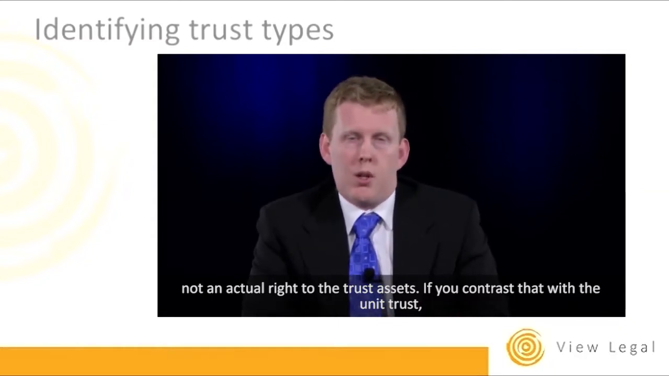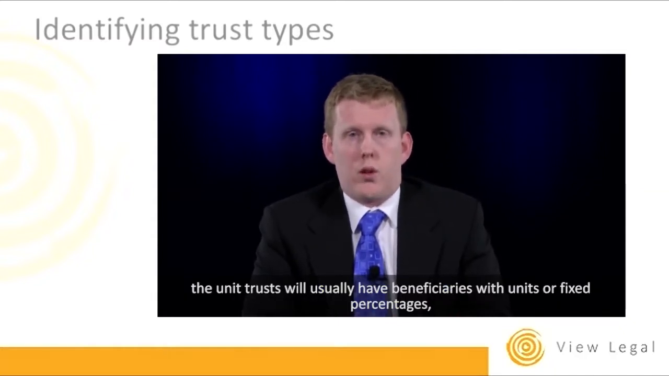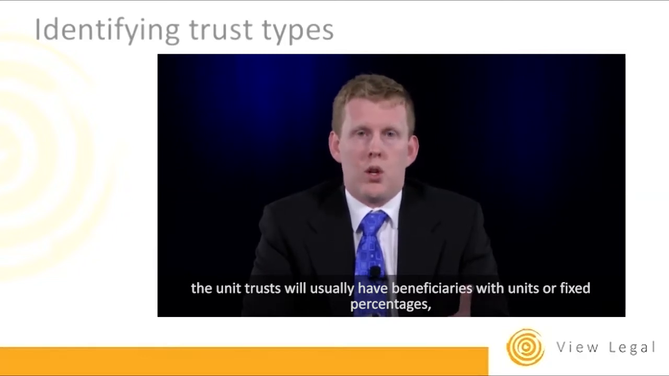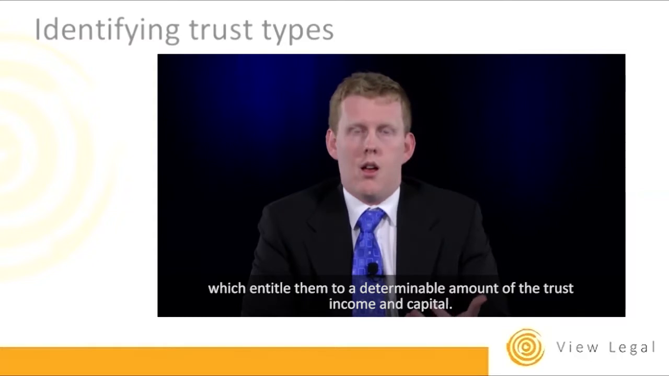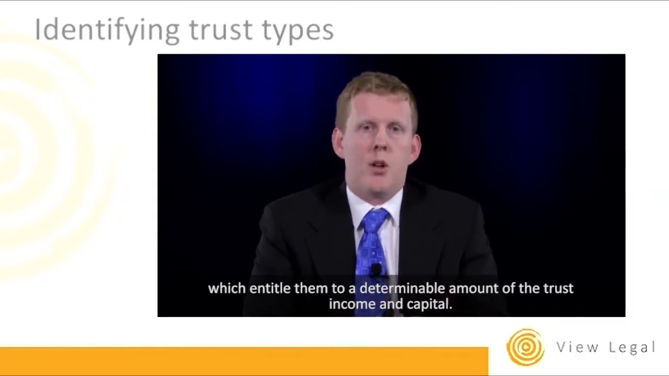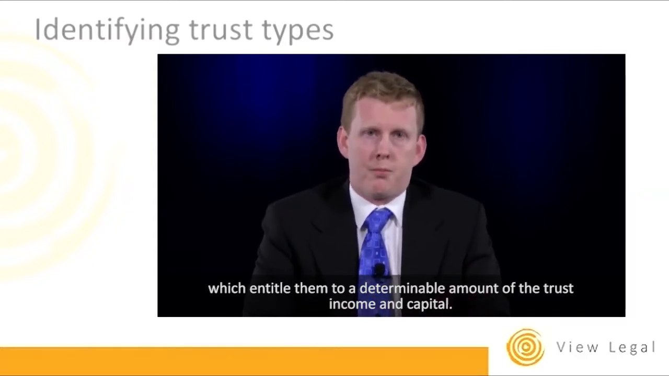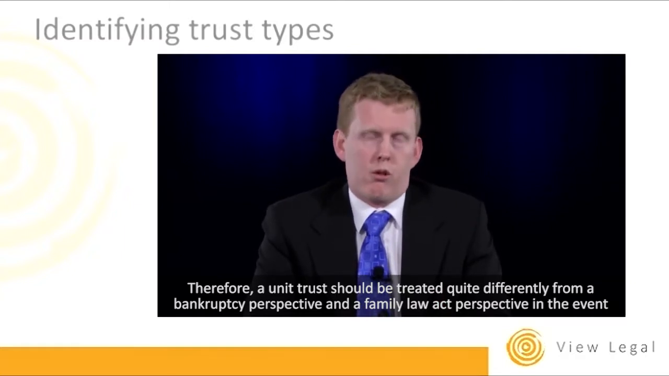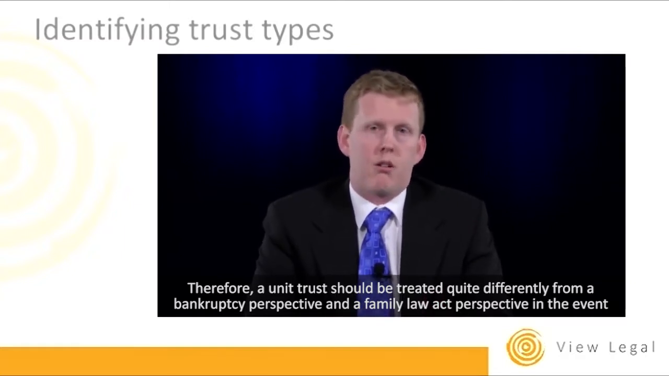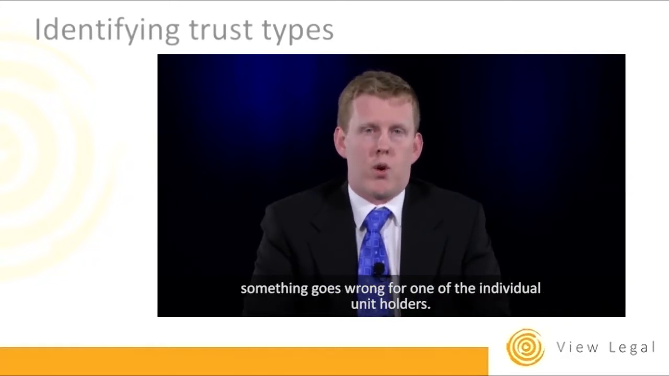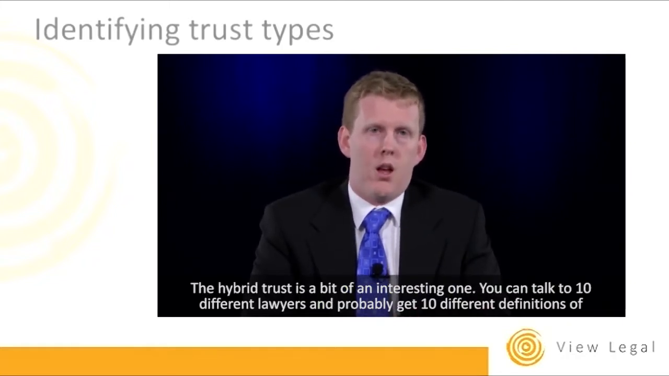If you contrast that with a unit trust, it will usually have beneficiaries with units or fixed percentages, which entitle them to a determinable amount of the trust income and capital. And therefore a unit trust will be treated quite differently from a bankruptcy perspective and a Family Law Act perspective in the event something goes wrong for one of the individual unit holders.